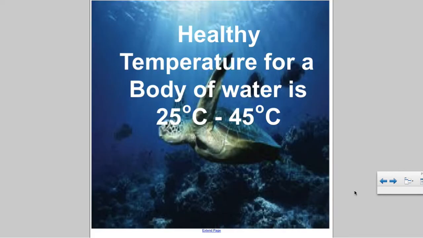Now let's look at temperature, because these are all things that determine water quality. Temperature is important. If the temperature changes, that's going to affect aquatic life. So the healthy temperature of bodies of water should be between 25 degrees Celsius and 45 degrees Celsius. Anything below 25 degrees Celsius or higher than 45 degrees Celsius is unsafe.